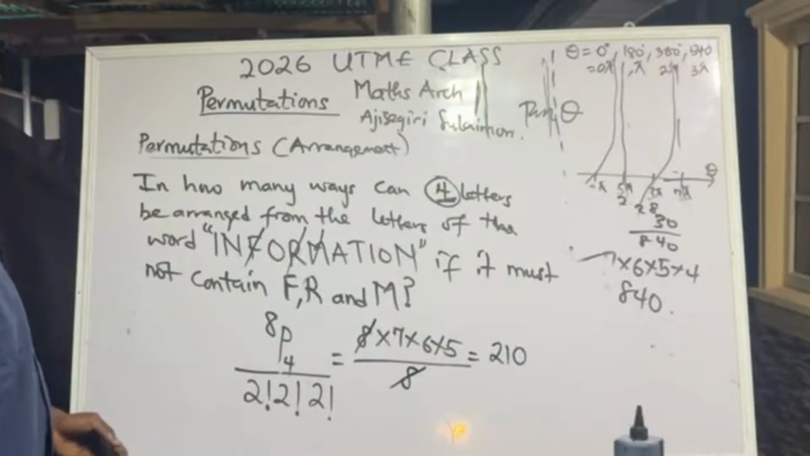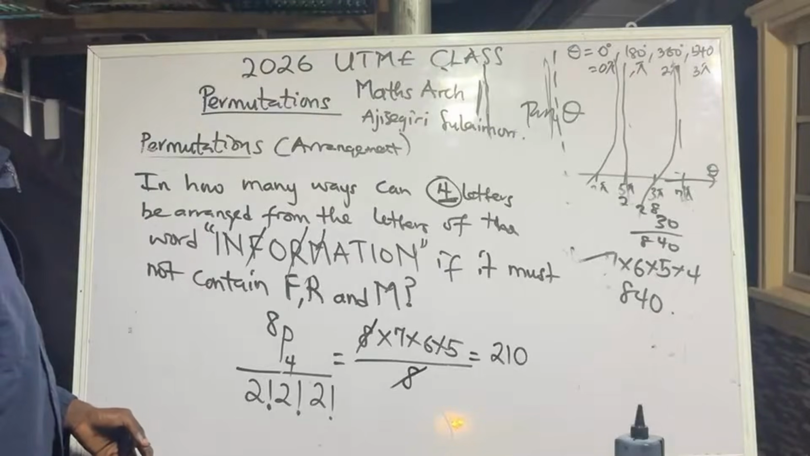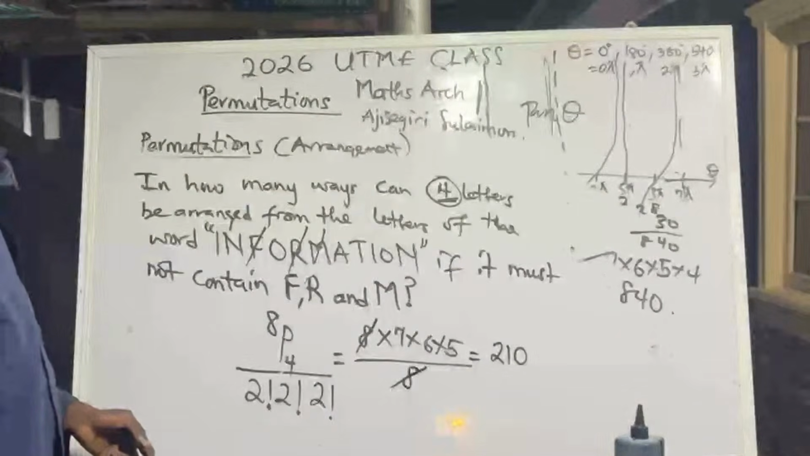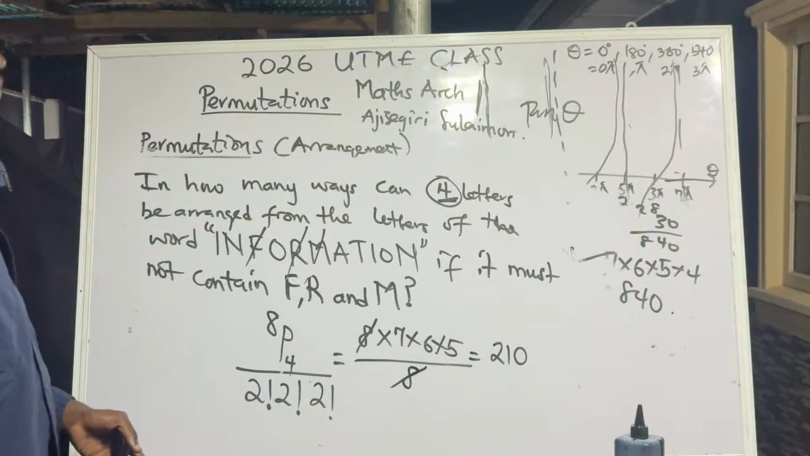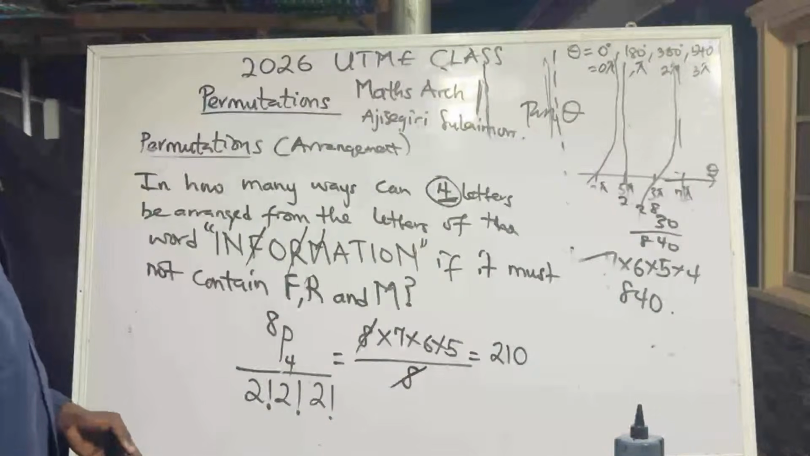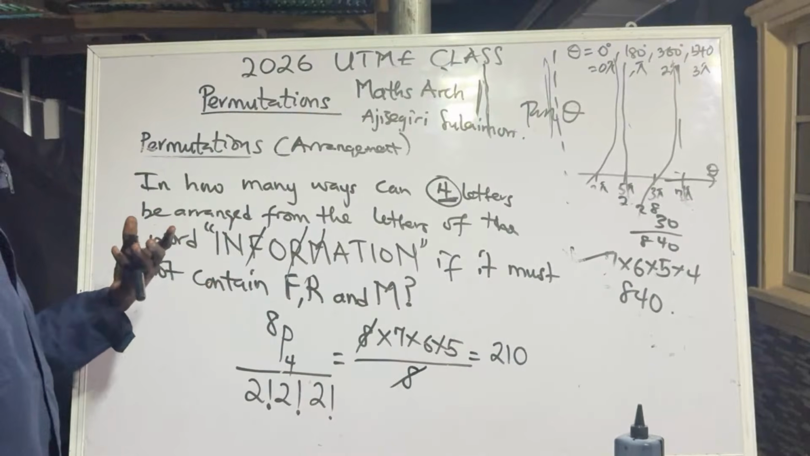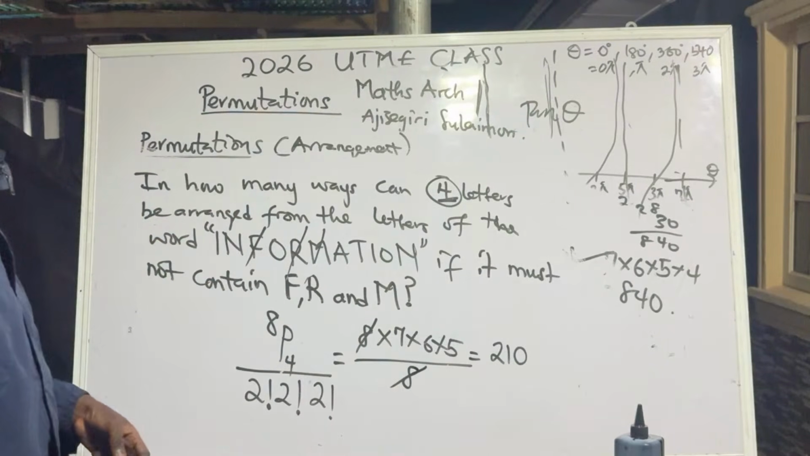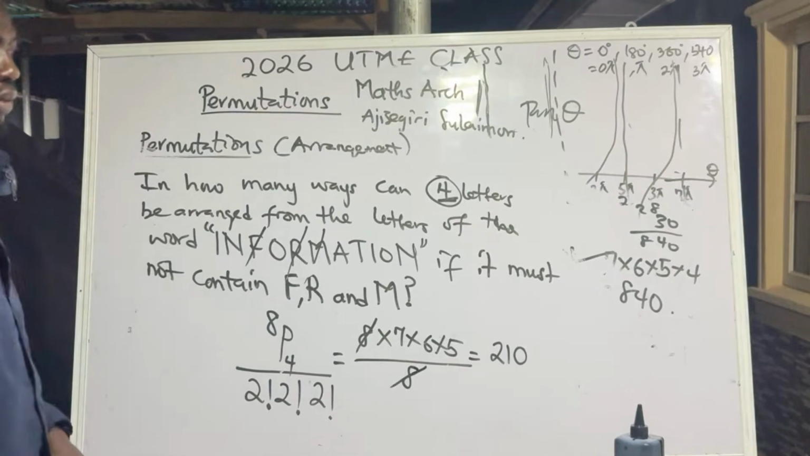Now, what if the question is: if it must contain F, R, and M? If the question says it must contain those, we are taking 4 letters from this. It seems like a combination question, like selection. Let's leave that one out for now. So when we get there, we'll know how it will be done. Okay?